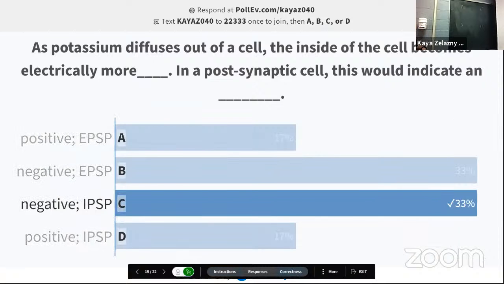Okay, widespread of answers here. So first part, we're thinking about potassium leaving a cell. Because potassium is positively charged, when positive charges leave a cell, it becomes more negative. So that's the first part. That gives us two choices, right? B and C both have a negative cell. Any questions about that first cell?